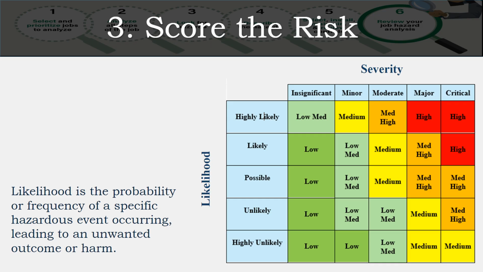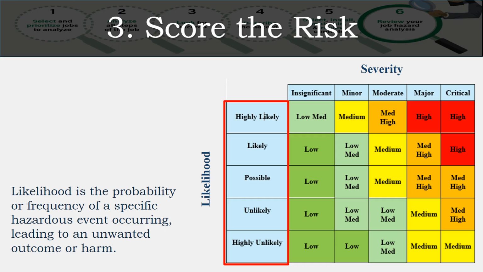Hazard likelihood is the probability or frequency of a specific hazardous event occurring, leading to an unwanted outcome or harm. It measures how likely a hazard is to result in an incident. The likelihood categories include highly unlikely, a very low probability of occurring, below 10% chance. Unlikely, has a relatively low chance of occurring, 11 to 40% chance.